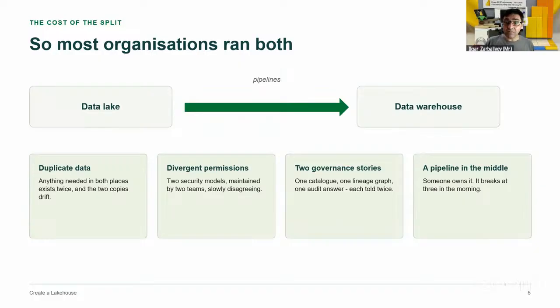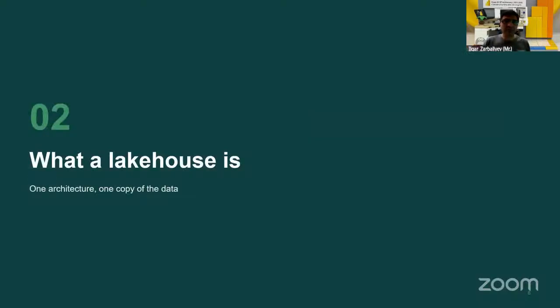And fourth, that pipeline in the middle. Somebody owns it. It has no business value of its own. It exists purely because your two systems cannot talk to each other. And it breaks at 3 in the morning. The lakehouse is an attempt to delete this entire slide. So let us define it properly, and then look at where it lives in Fabric.